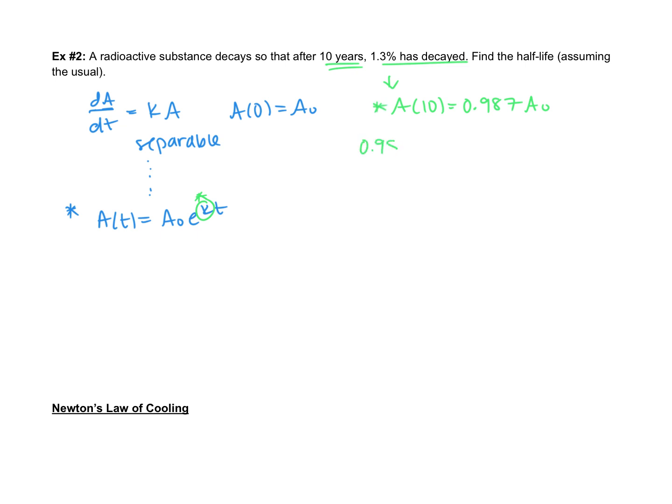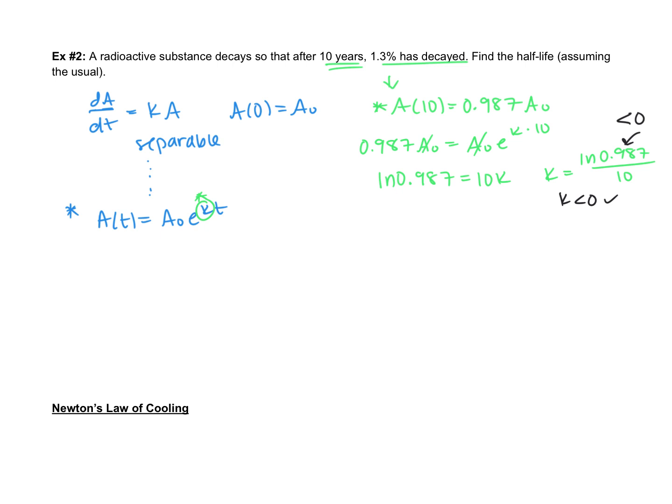I have 0.987 times the initial amount is equal to the initial amount e to the 10k. So we can divide out that initial amount and take a natural log. When we do, we get the natural log of 0.987 is equal to 10k. So our k is equal to the natural log of 0.987 over 10. Now, like we did before, we need to think, does this make sense? Is this a correct value of k? Natural log, if the argument is less than 1, is going to be negative. So because k is negative, that makes sense in terms of a decay situation.